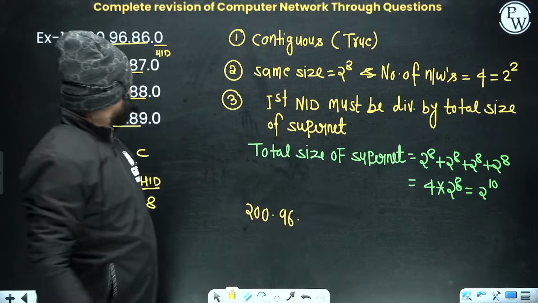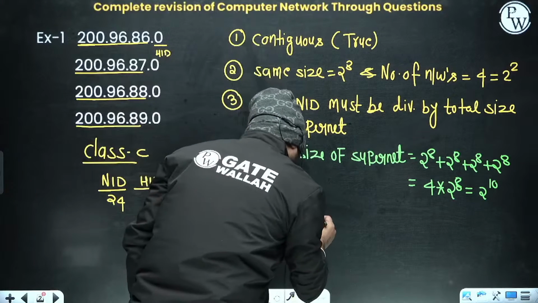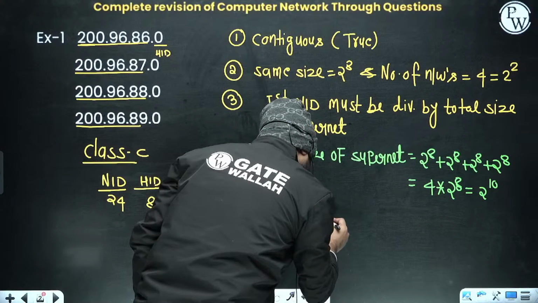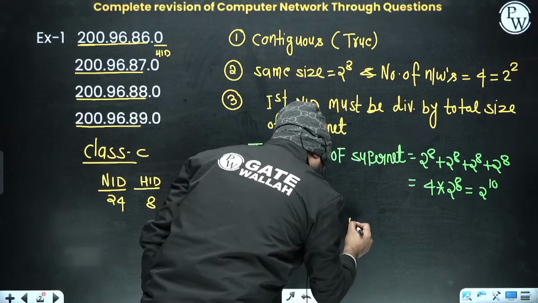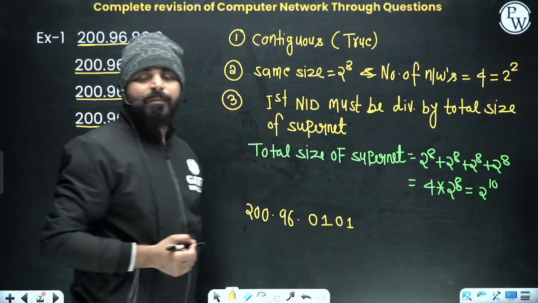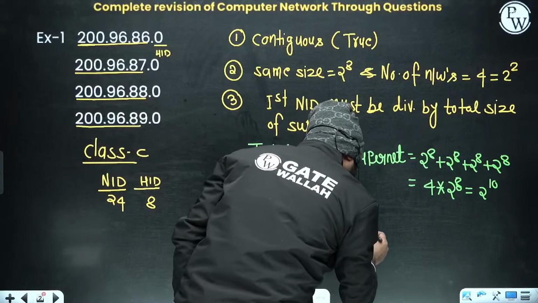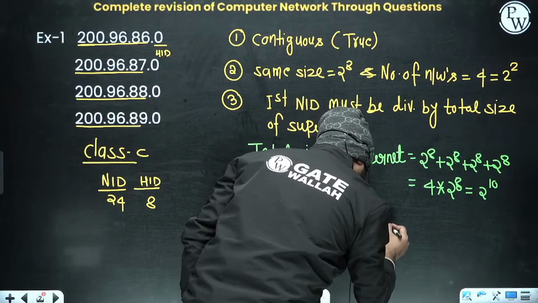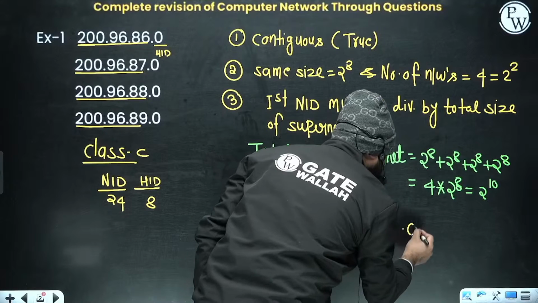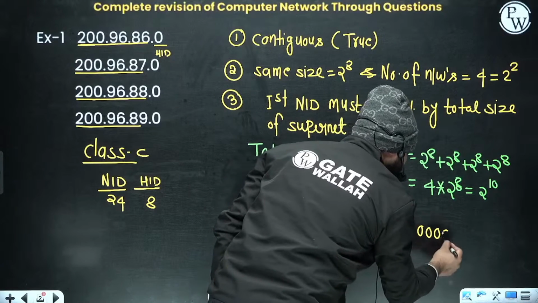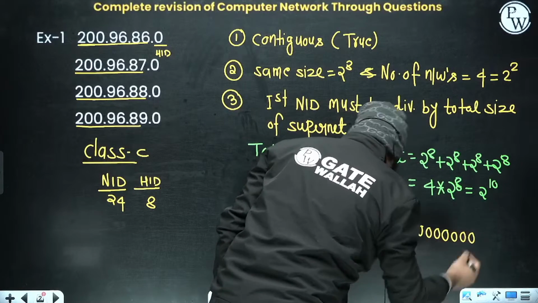So the last 2: 86 is 128, 0; 64, 1; 32, 0; 16, 1; 64 plus 16 is nothing but 80. Then 8, 0; 4, 2, 1, 1; and the bits 1, 2, 3, 4, 5, 6, 7, 8.